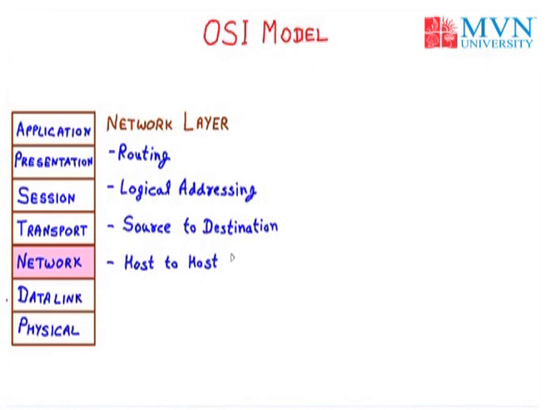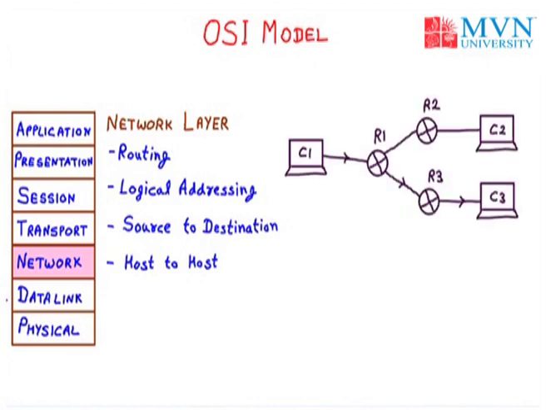To understand host to host or source to destination, let us take the example of a diagram. We have three computers, same as before, C1, C2 and C3, connected with particular routers, and C1 sends the data to C3 with the help of routers R1 and R3. But here we have the source C1 and destination C3, so we are not going to focus on R1 and R3, because that is source to destination or host to host delivery. We just send the data from C1 to C3 directly.